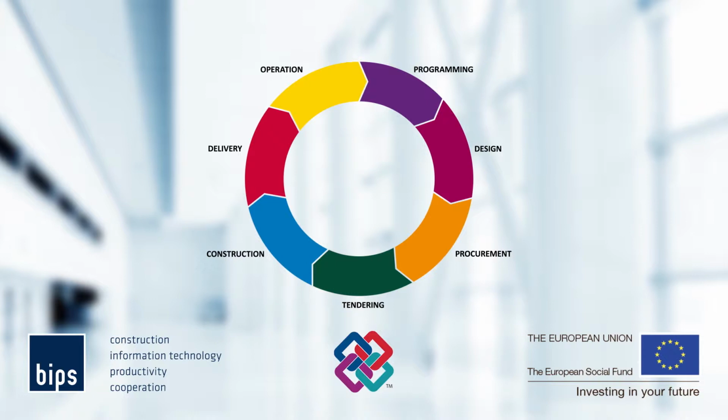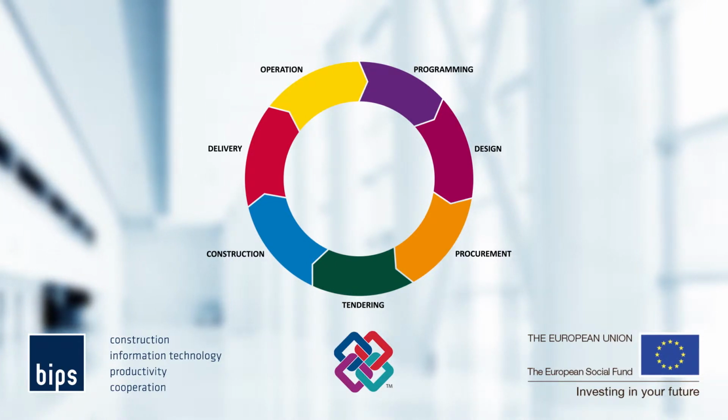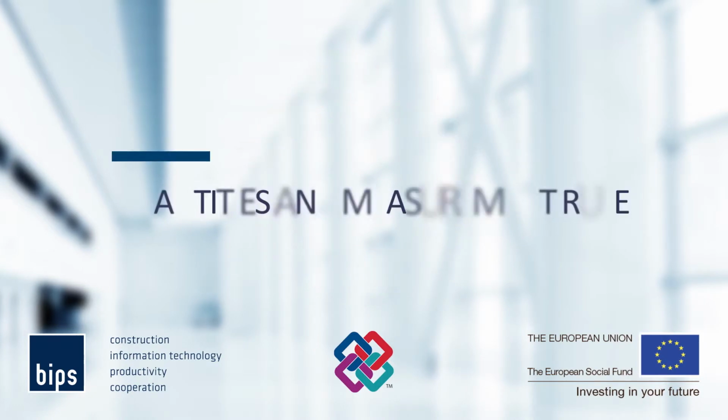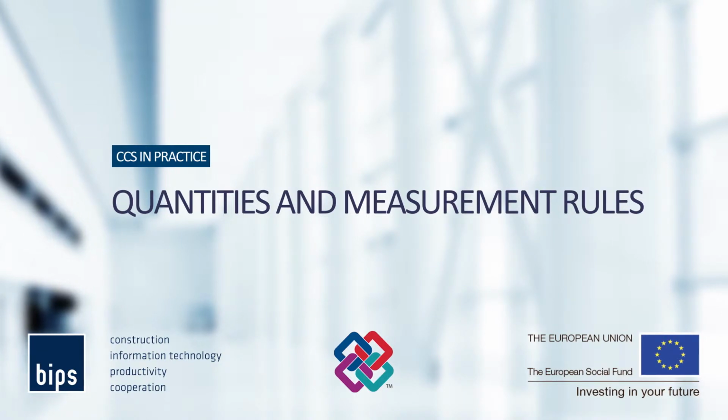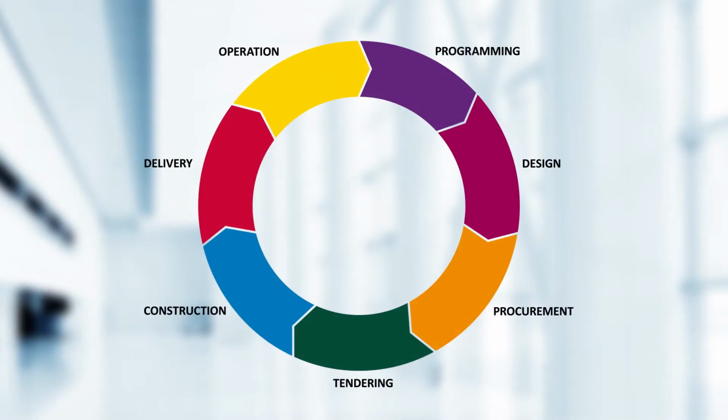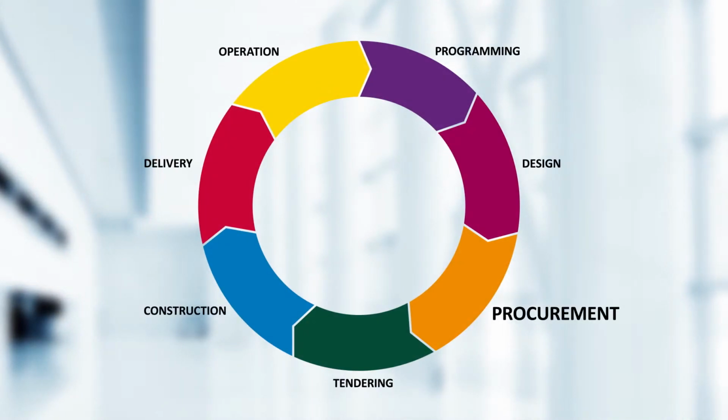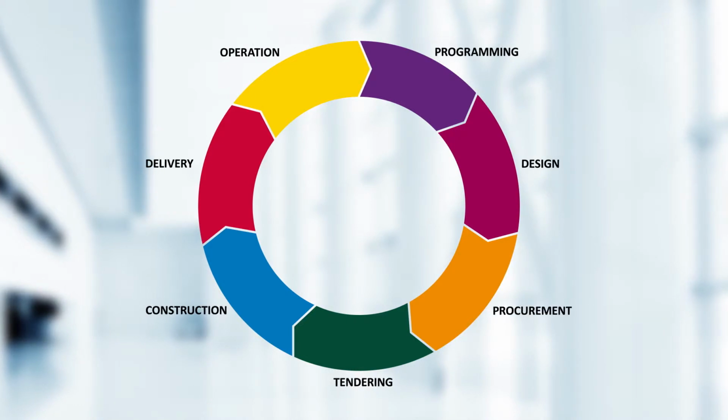CCS is a set of tools that supports the building industry through all the phases of the construction project, from the client brief phase to the building's operational use. In this video, we look closely at CCS measurement rules, which aim to provide a basis for estimating and exchanging quantities during the various phases of a construction project. Specifically in the tender phase, when quantities often play a crucial role.